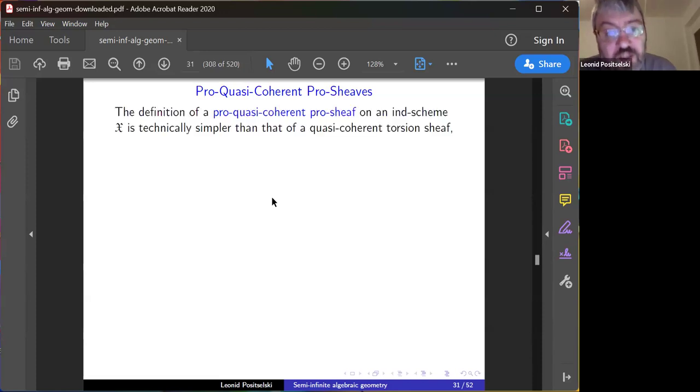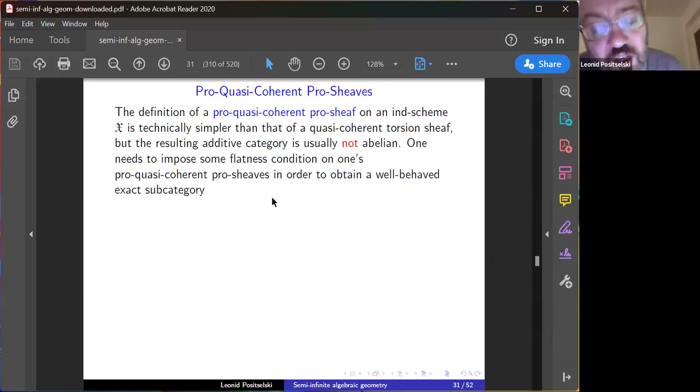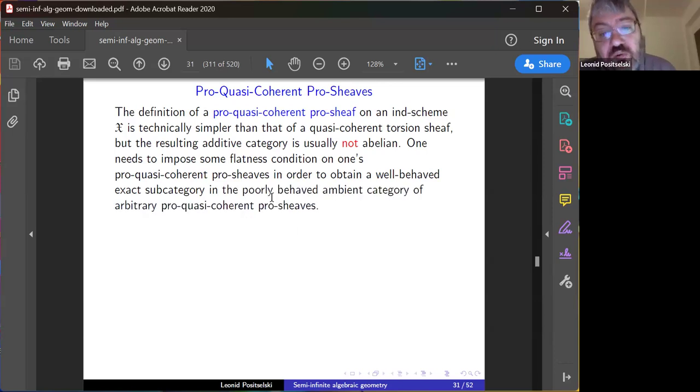Pro-quasi-coherent pro-sheaves. The definition of a pro-quasi-coherent pro-sheaf on an ind-scheme X is technically simpler than that of a quasi-coherent torsion sheaf, but the resulting additive category is usually not abelian. One needs to impose some flatness condition on one's pro-quasi-coherent pro-sheaves in order to obtain a well-behaved exact subcategory in the poorly behaved ambient category of arbitrary pro-quasi-coherent pro-sheaves. Let X be an ind-scheme.